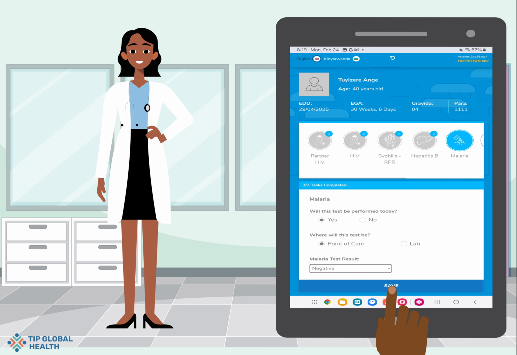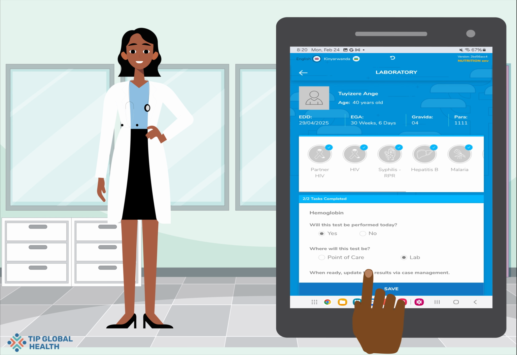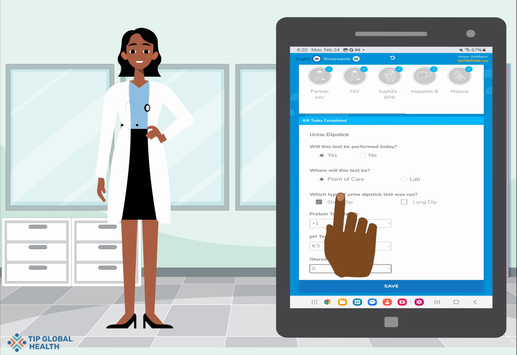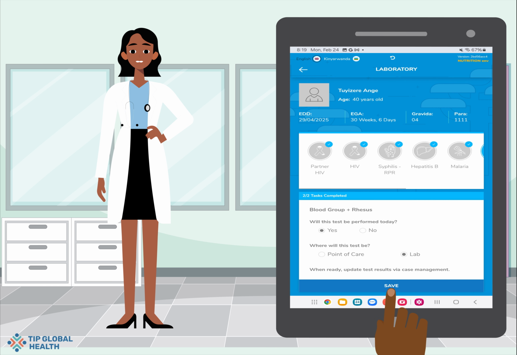save and continue. Her blood group test will be performed today in the lab, and when it is ready, we can update it via case management. The urine dipstick test will be performed today at point of care with a short dip test. The results are +1 protein, 6.5 pH, and glucose is 0. The hemoglobin test will be performed today in the lab. Let's hit save and continue.